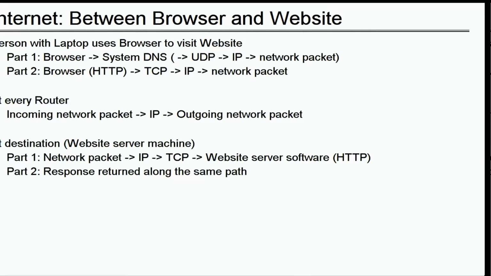So that's the parentheses, that's what the operating system is doing. It's using a few protocols, UDP, IP, and that becomes a network packet. We'll get back to those in just a little bit. So once the browser has the network address, the IP address of this website, it creates a connection.